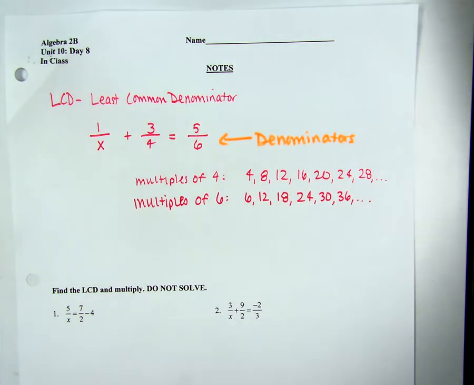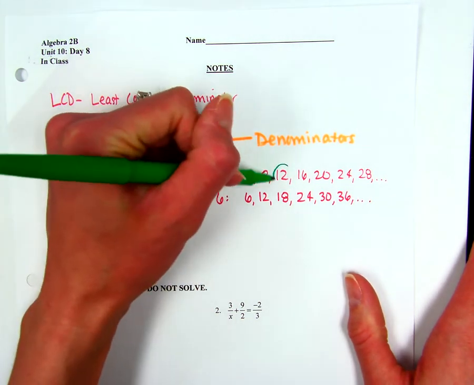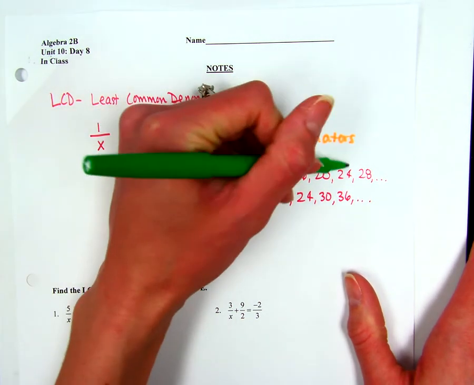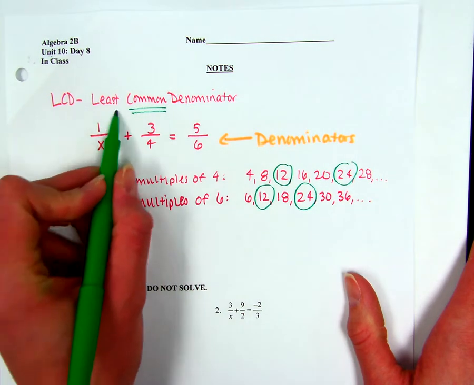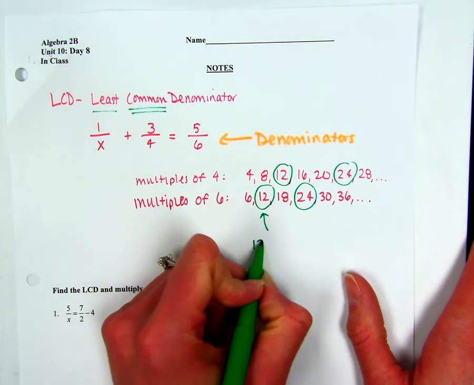All right, so if I look at which ones are in common, right, I'm looking for the least common, meaning the same. So I have 12 and 12. I have 24 and 24. But if I'm looking for the least, I want the smallest one. So notice that 12 would be the smallest one.